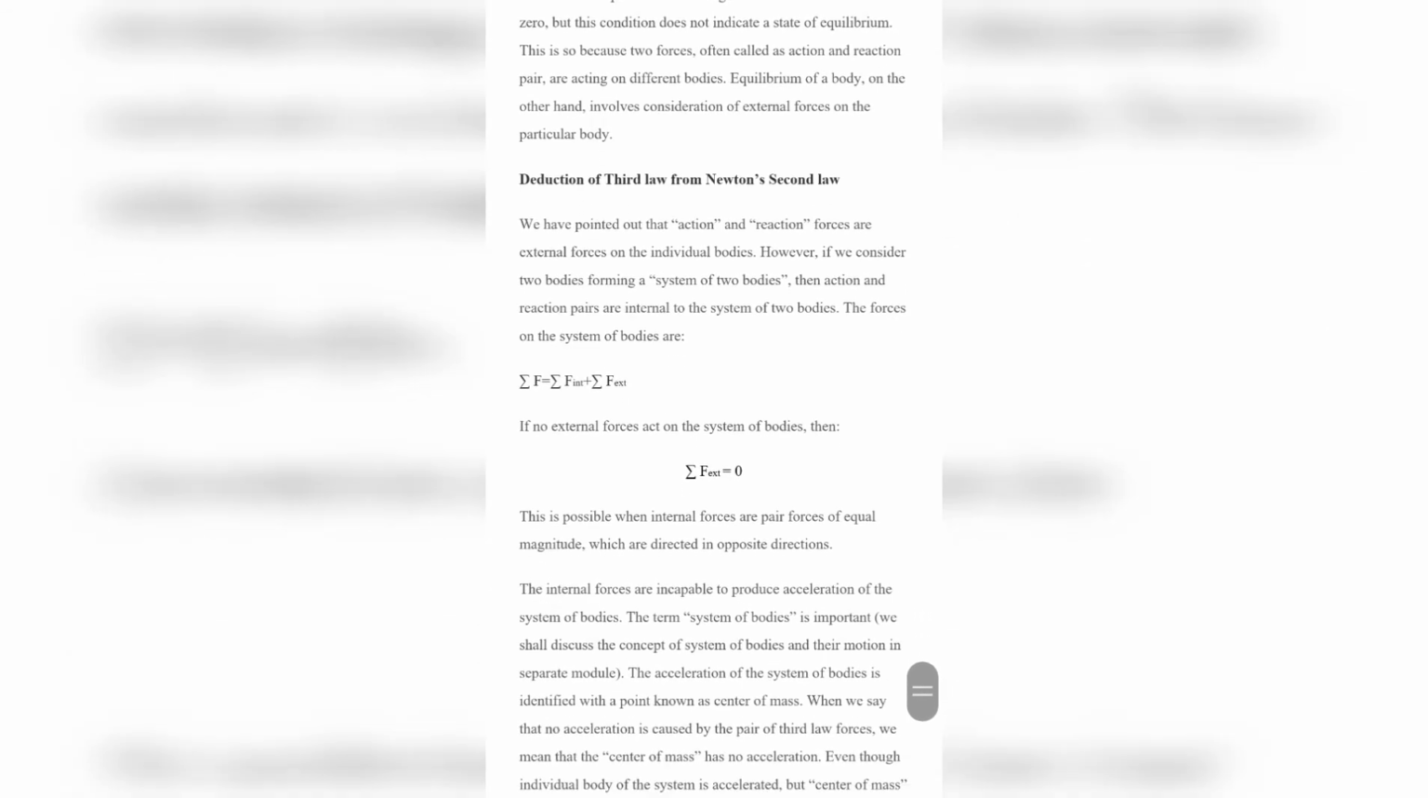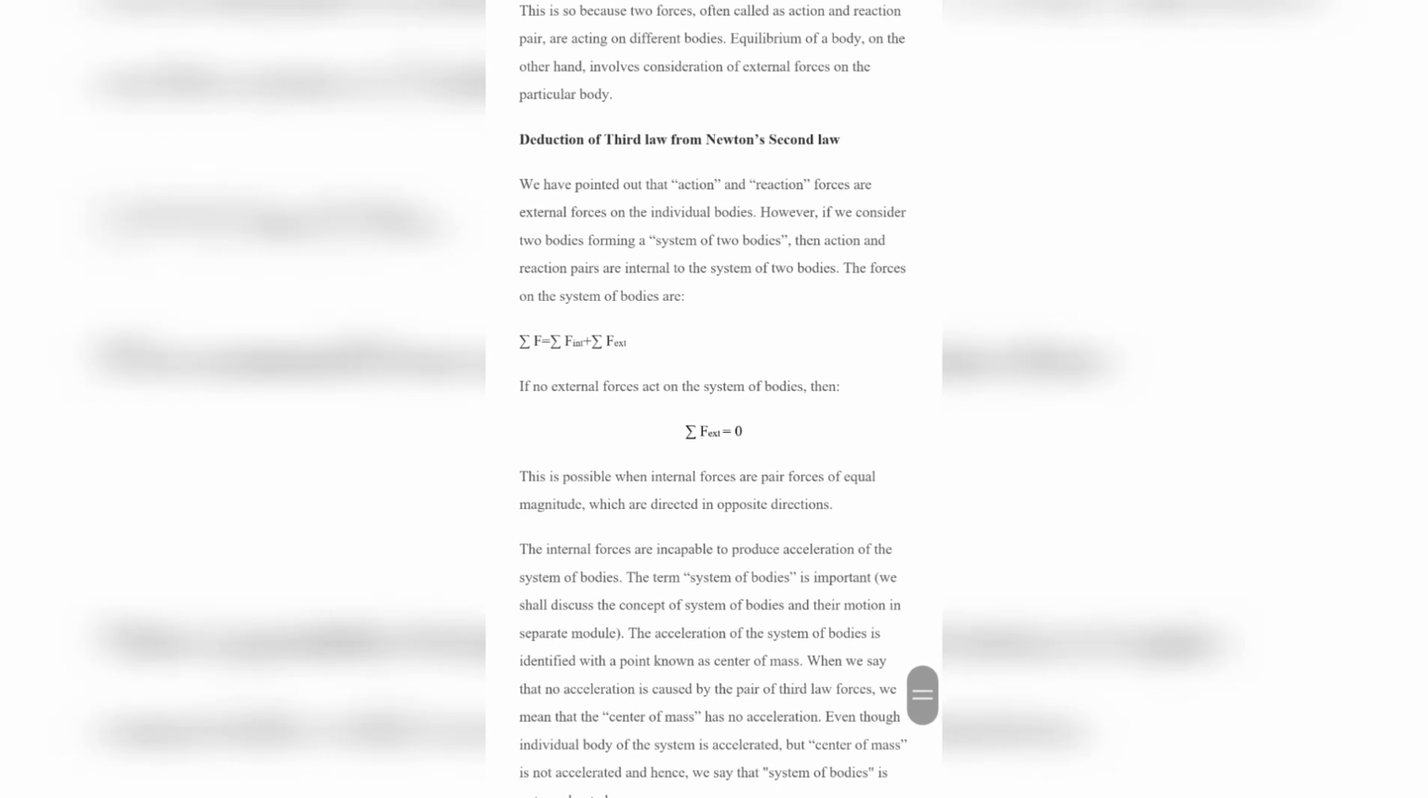Deduction of the third law from Newton's second law. We have pointed out that action and reaction forces are external forces on the individual bodies. However, if we consider two bodies forming a system of two bodies, then action and reaction pairs are internal to the system of two bodies. The forces on the system of bodies are sigma F equal to sigma F internal plus sigma F external.